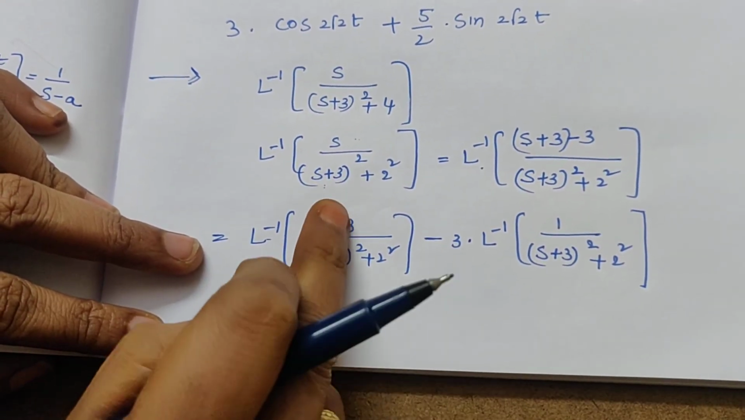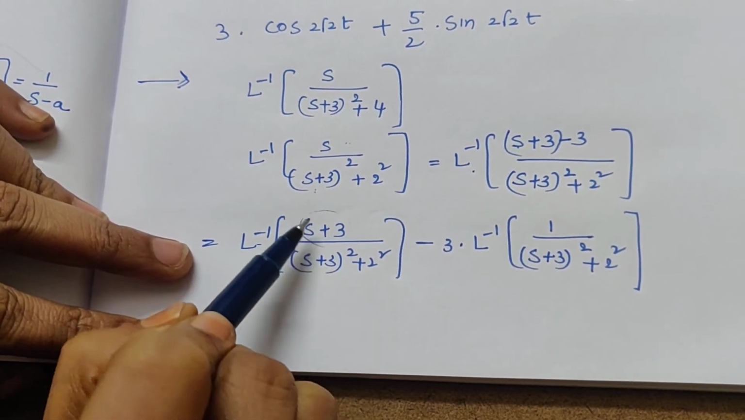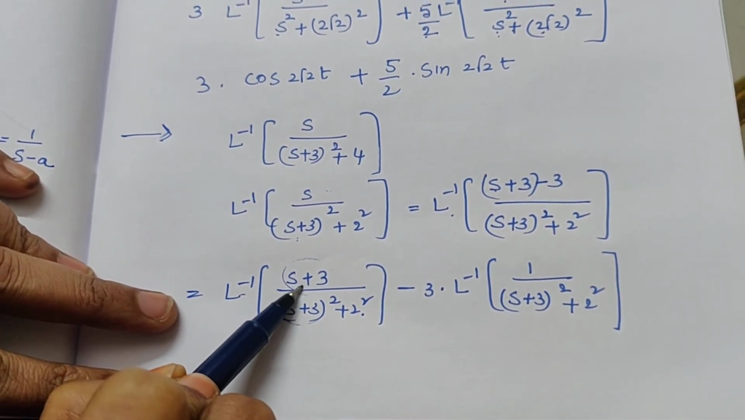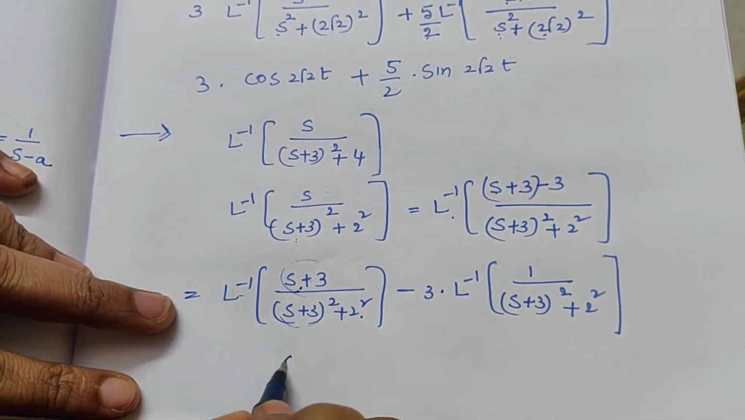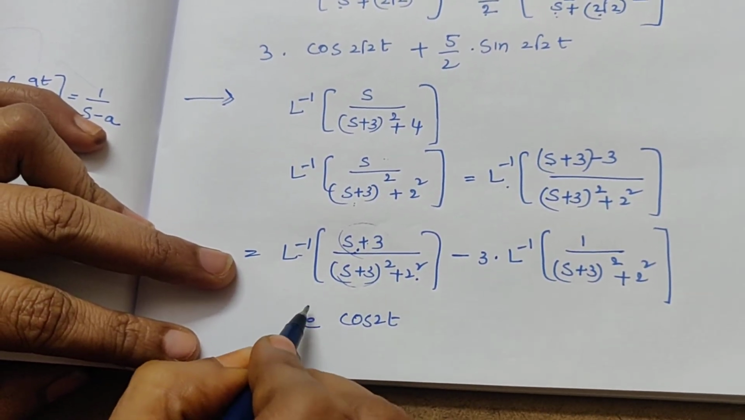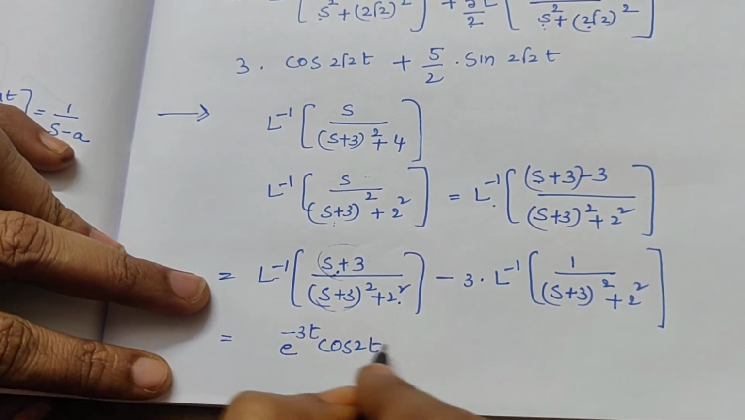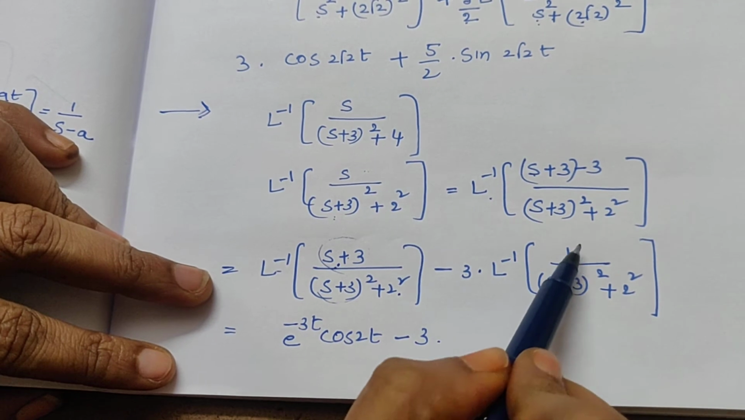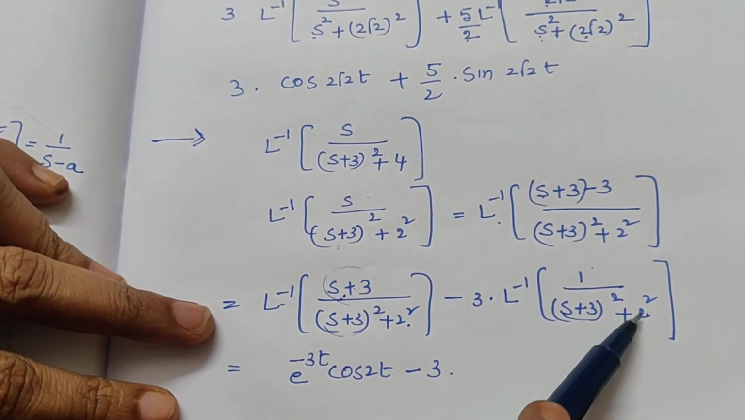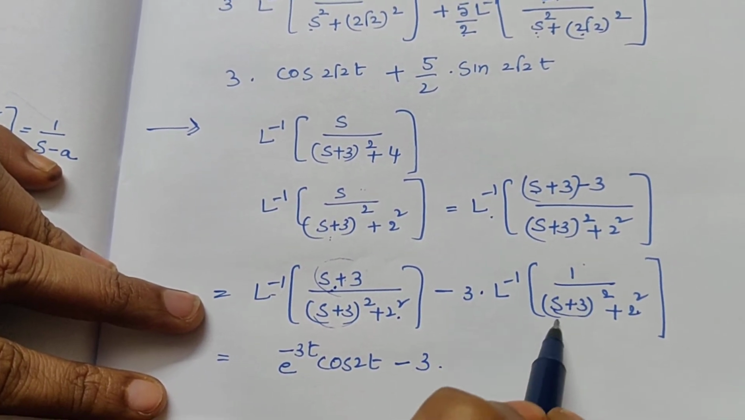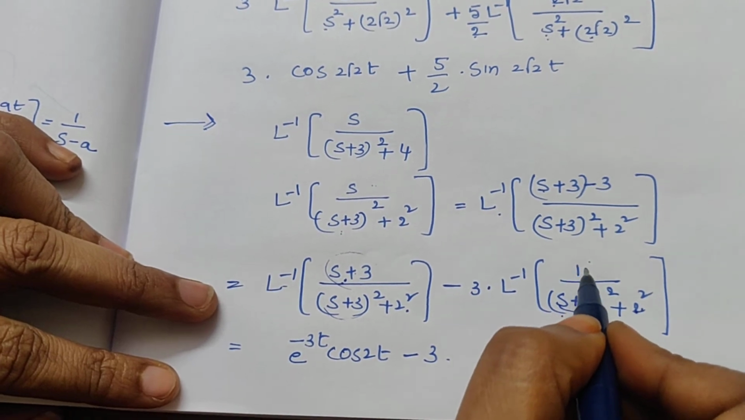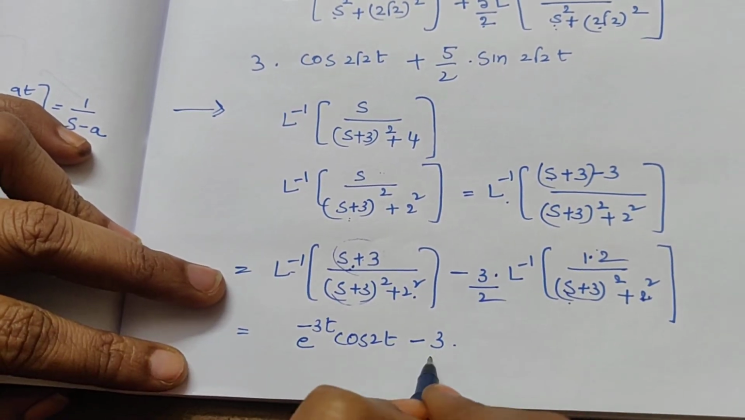So that you will get s by s square plus a square, treating the whole as s by s square plus a square, and s changes to s plus 3. S by s square plus a square is Laplace transform of cos 2t. In particular a is 2, and s changes to s plus 3 because of e power minus 3t. Minus 3 into 1 by s square plus a square. And here a is 2, so this is sin at Laplace transform, but in place of a we have 2, we require 2 in the numerator, that's why multiply with 2 and divide with 2. So minus 3 by 2.